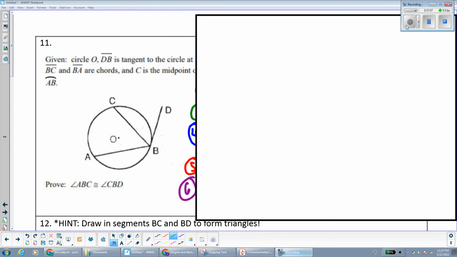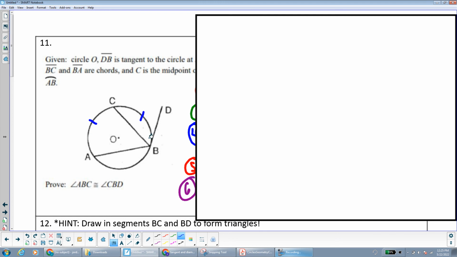In the next proof, we are told that DB is tangent to the circle at point B. We're told that we have chords in the circle, and we're told that C is the midpoint of arc AB. So we know if C is the midpoint of arc AB, then it's splitting arc AB into two congruent smaller arcs. So that tells us that arc AC and arc CB are congruent to each other.